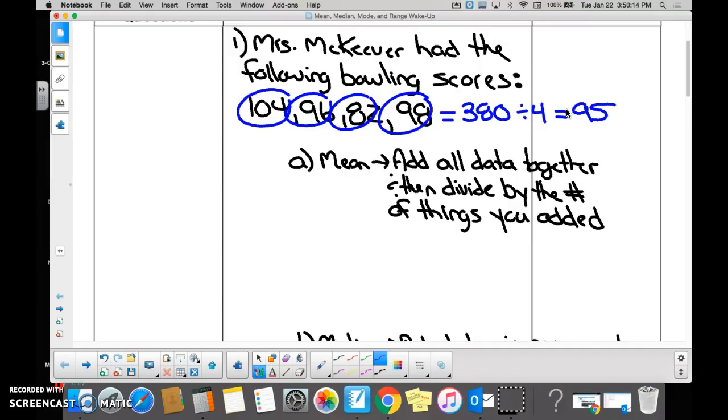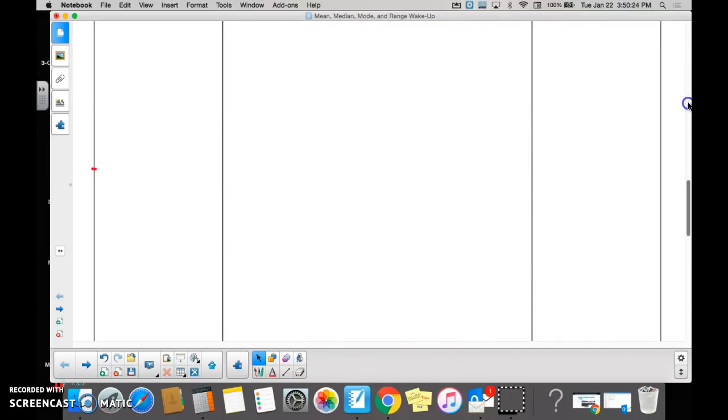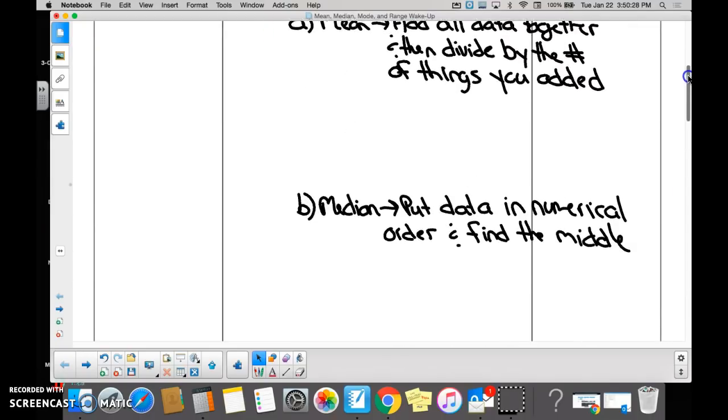So again, we added all of our scores together. These were 4 different scores that we added together. Once we added them all together and got our total of 380, we divided by 4. Next, we are going to work on finding the median.